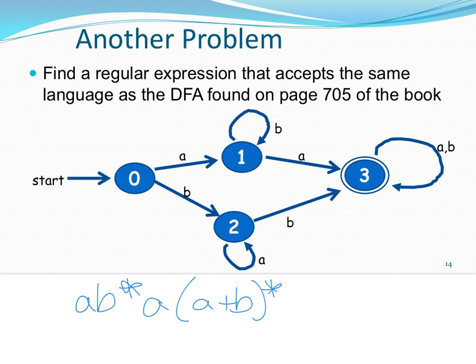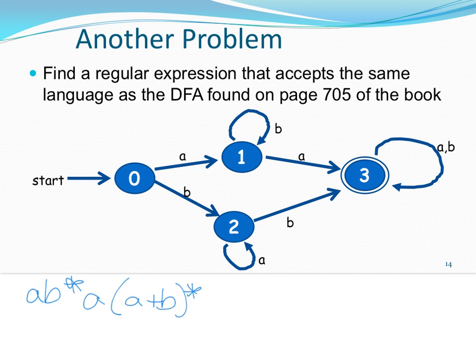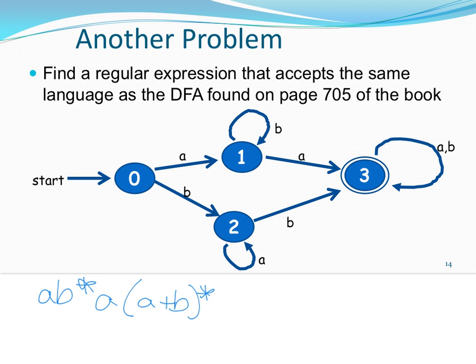That's the top path. The bottom path, hang on, let me shrink this slightly. Writing a little bit too big. There we go. The bottom path is a B followed by 0 or more A's and a B, and then as many A's or B's as I like.